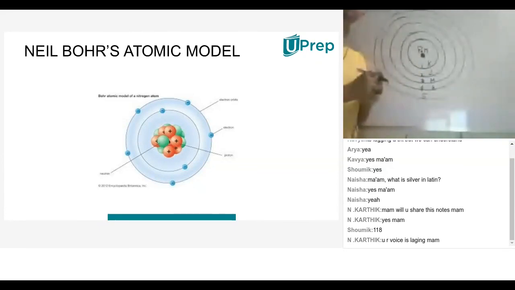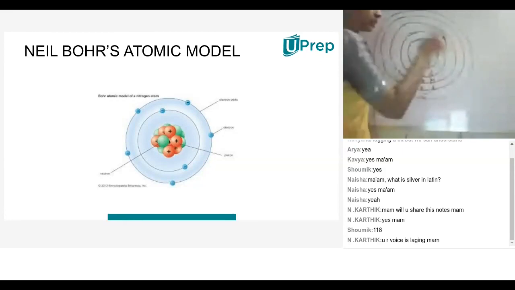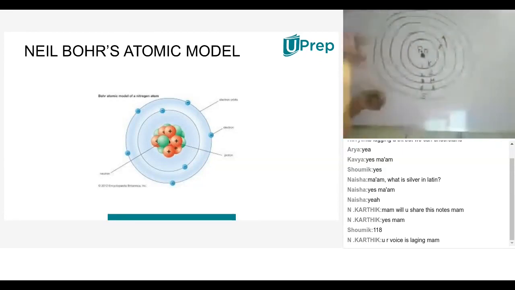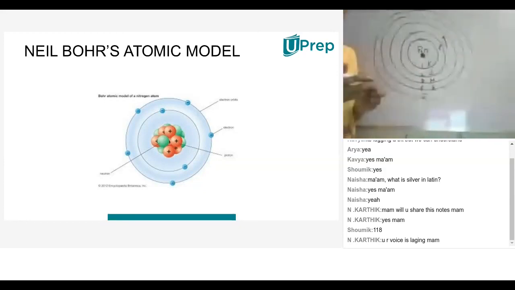Protons and neutrons are present at the center, and electrons with great speed revolve around the nucleus in definite orbits at different energy levels, like how a train goes on a track. In the same way, though these electrons are revolving at different levels, they won't collide with each other until an external force acts on the atom. Then they jump from one energy level to another.